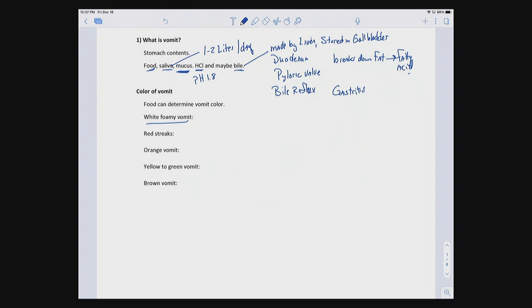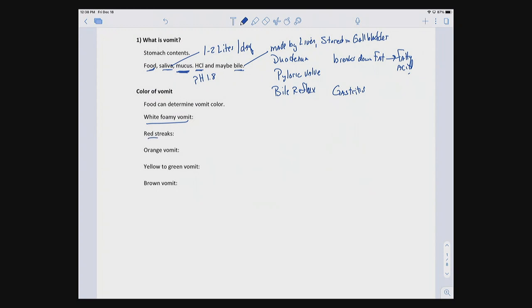And when you have that mixture content, it's going to come out very white and foamy, and it's not something to be worried about. It's not creepy. So it's really quite normal for it to have white foamy vomit if there's just very little food in the stomach. And so basically you're vomiting out acid, saliva, and some mucus.